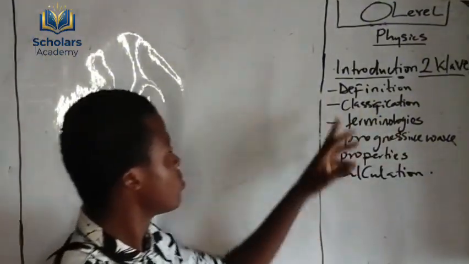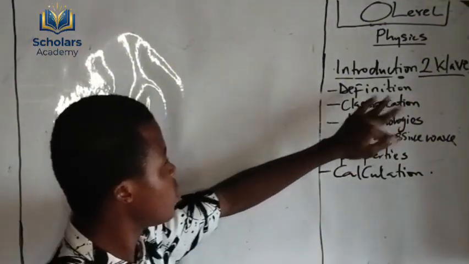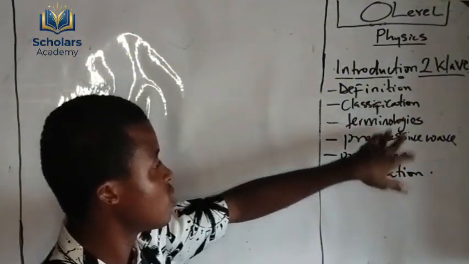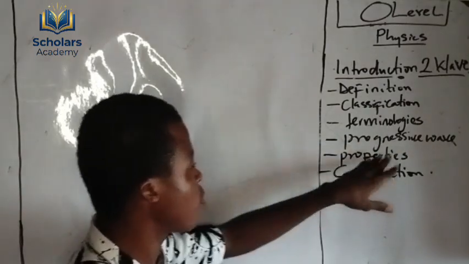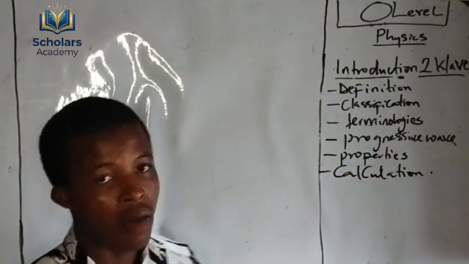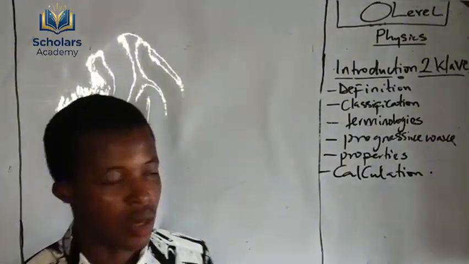Starting with wave. So, introduction to wave. We're looking at definition, classification, terminologies, progressive wave properties, and calculation. So these are our outline that we'll be using today. So now let's start with it.